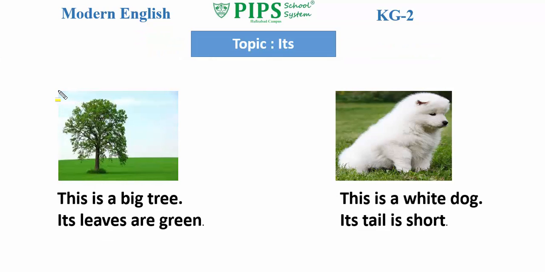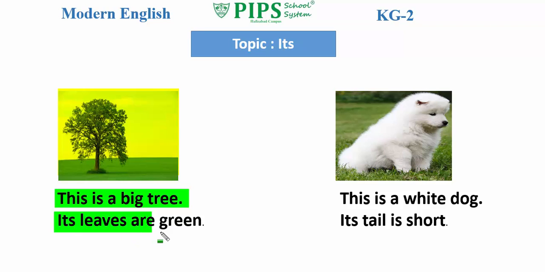Here is the picture of a tree. Read the sentence with me. This is a big tree. Its leaves are green.